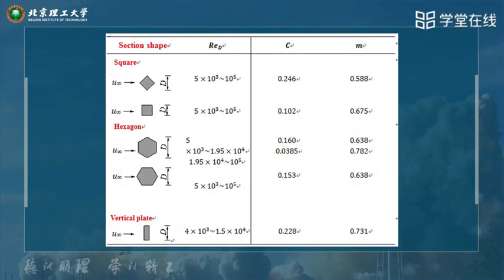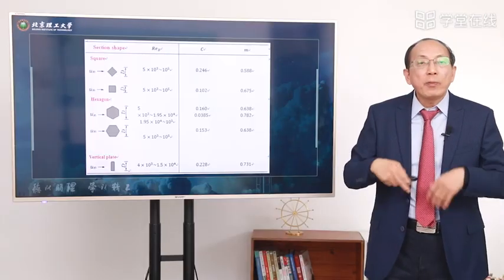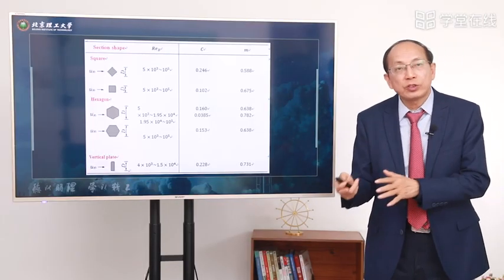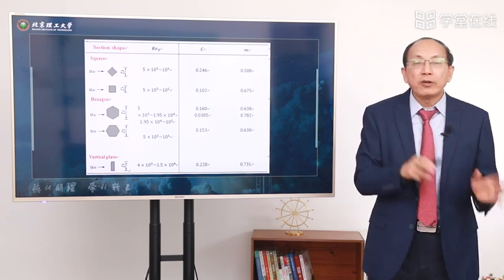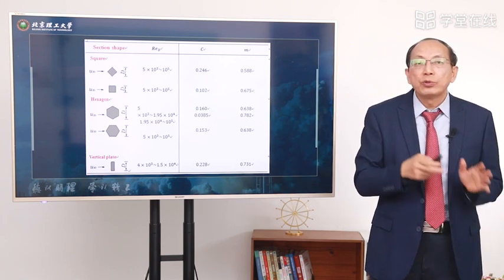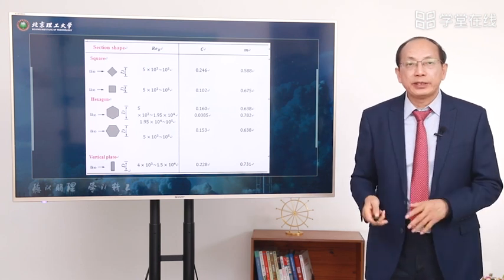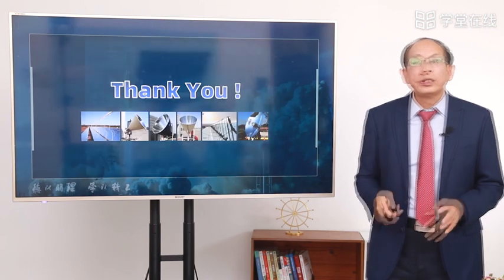Also, for different shapes, the cross-section shape is different. Across the tube is different. For a square tube, if we calculate the Reynolds number in different ranges, we can check this table to obtain C and m. We can calculate different situations, from the Reynolds number to calculate the Nusselt number. When we obtain the Nusselt number, we can calculate the heat transfer coefficient. Finally, we can use Newton's cooling law to calculate the heat flow rate Q. Thank you.